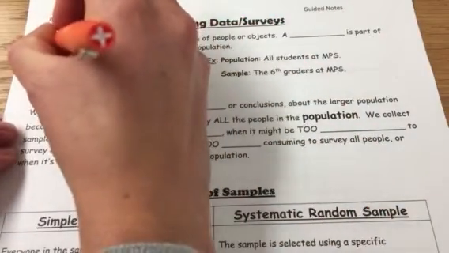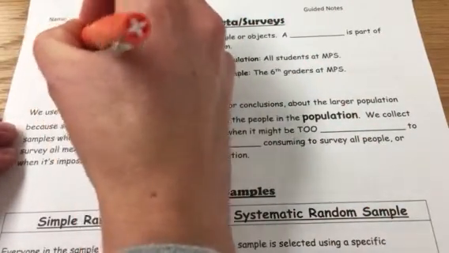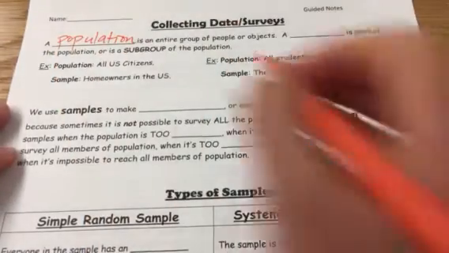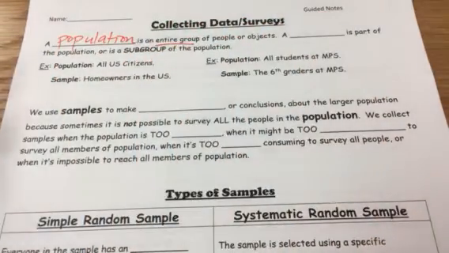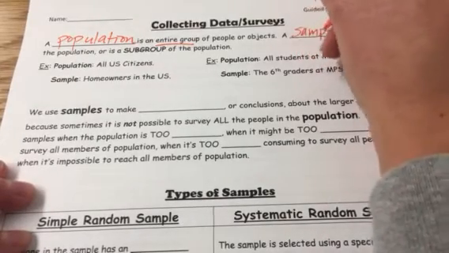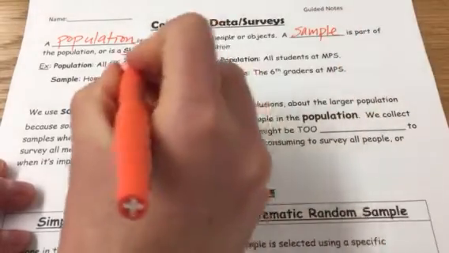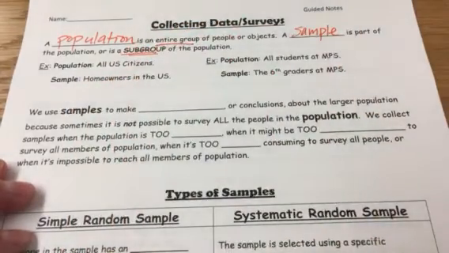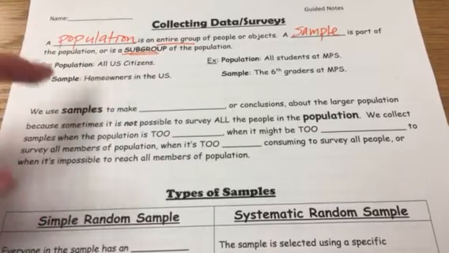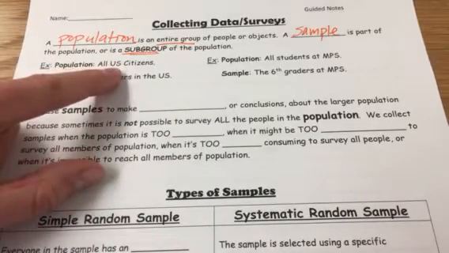So the first thing we need to talk about is a thing called a population. Because the population is the entire group of people or objects that you are studying or surveying. And a sample is just a subgroup of the population. So for example, if we want to know about U.S. citizens, all of U.S. citizens is a population.